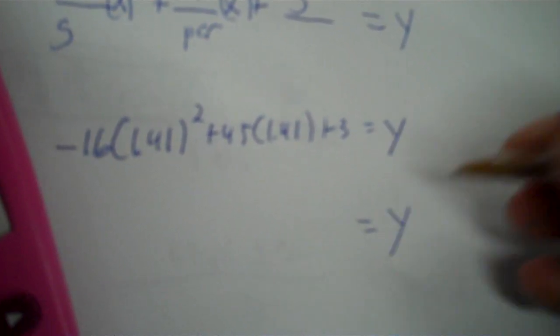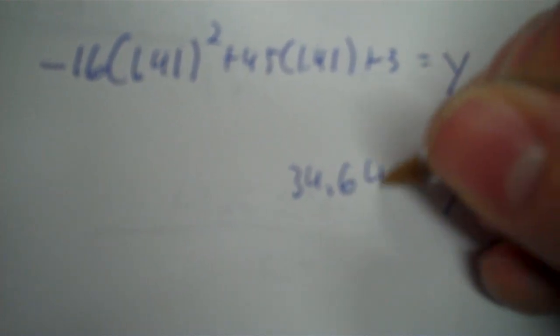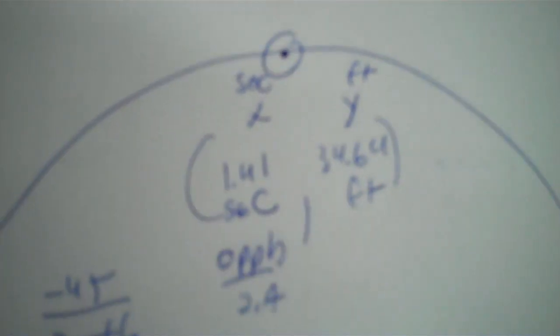Okay, and I just have to solve for y, which is easy to do since it's already by itself. 45 to the second plus 45 times 1.41 plus 3, 34.64. Okay, so 34.64 feet is the answer. Can't get any higher than that.